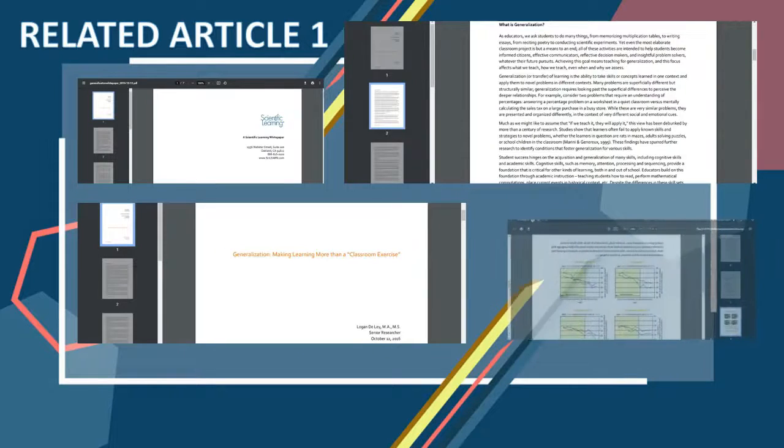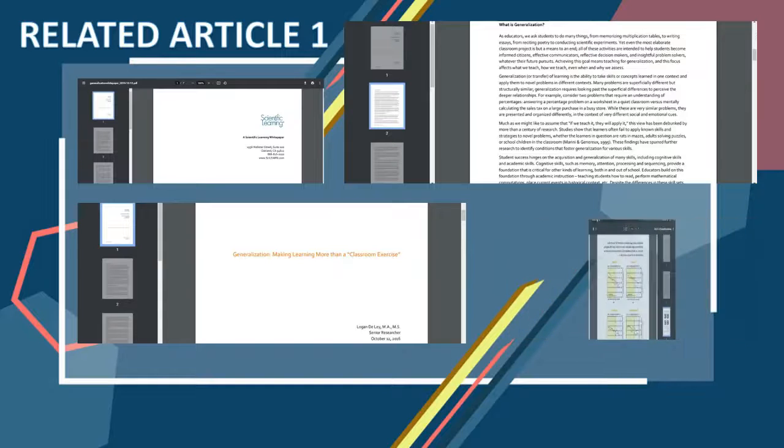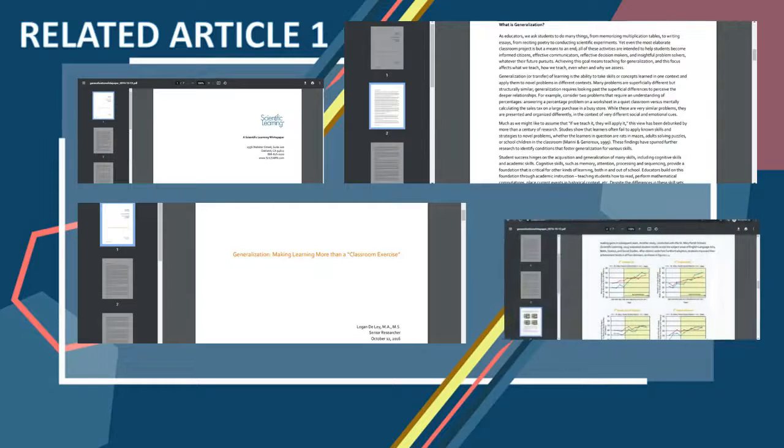And lastly, assessment also plays an important role in generalization, wherein that is the time where the teacher can assess whether the student or the learner really understands what they are generalizing.